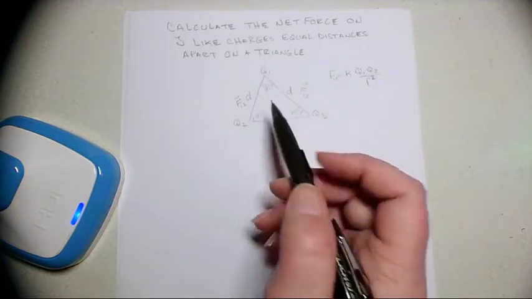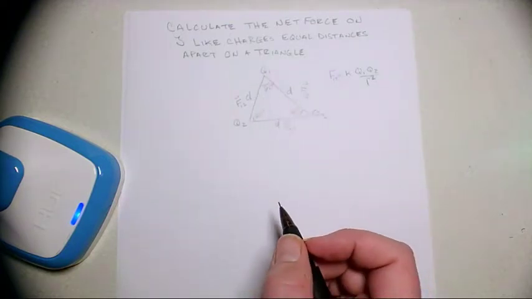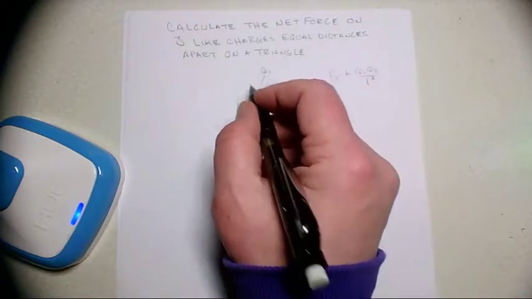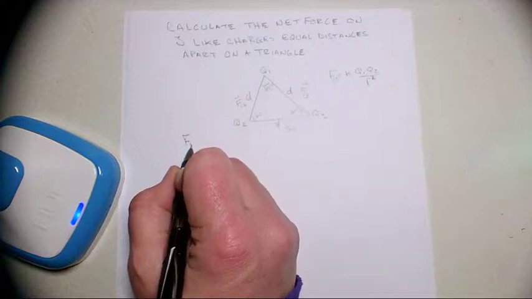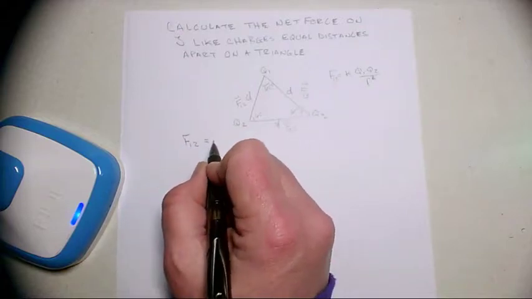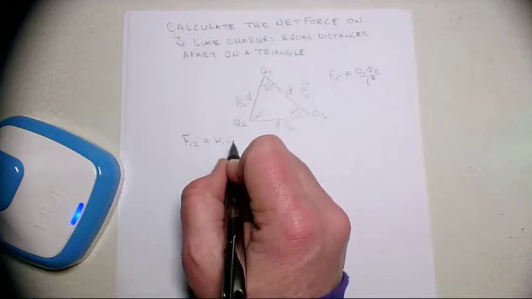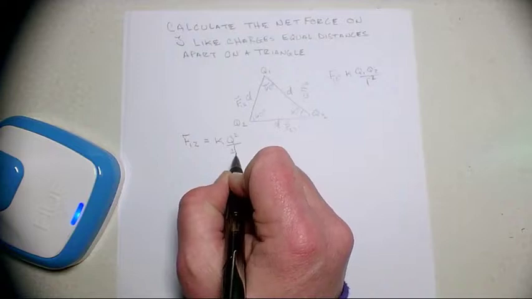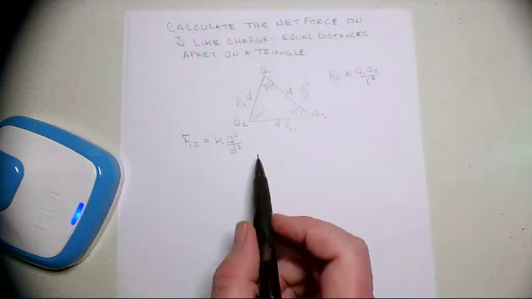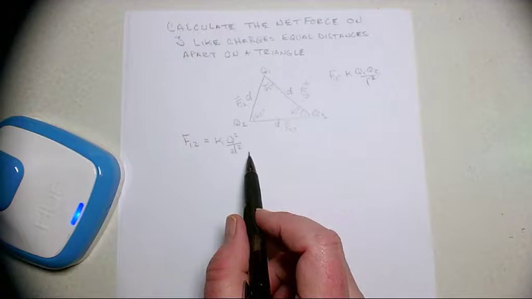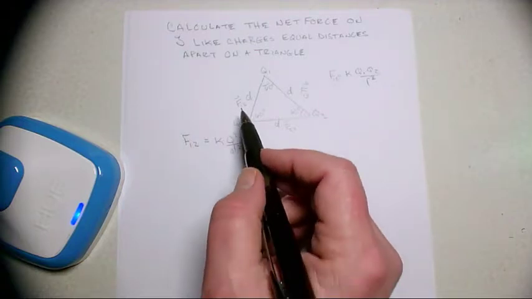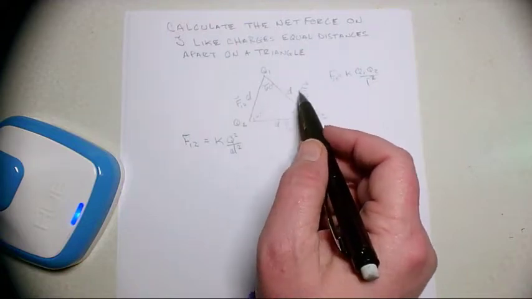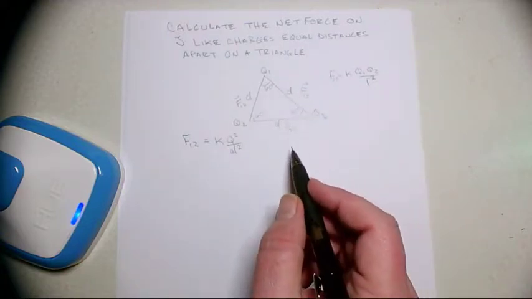So let's start with 1, 2. We'll go force 1, 2 equals k q squared, because they're the same, over d squared. Well, you're probably thinking, why are we going to do that for everything? We're not. So we'll start there. We know that each distance between here and here and here and here is the same, so these forces are the same, but we still need our components.